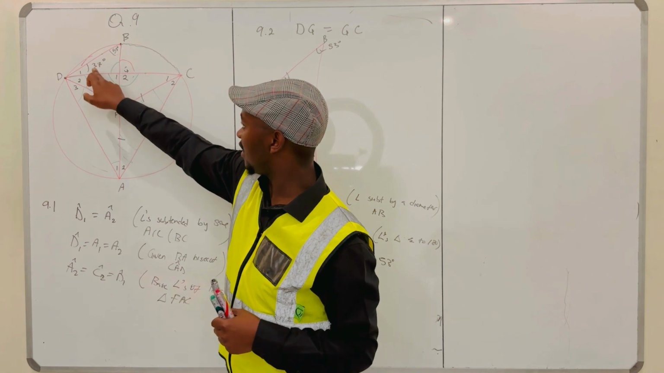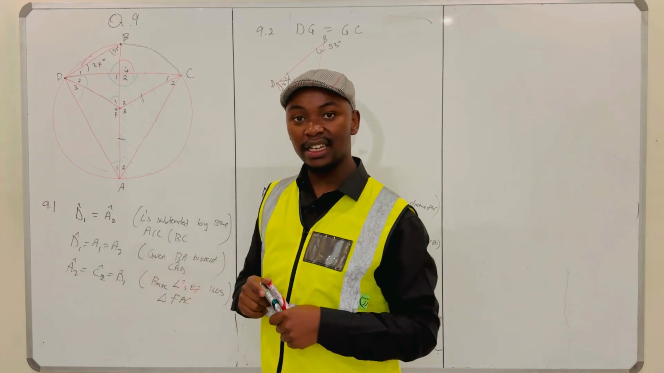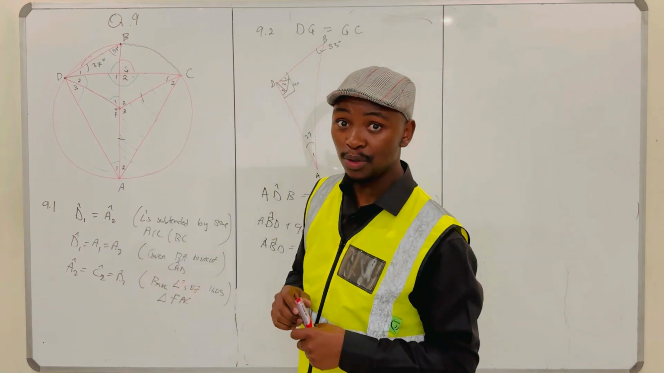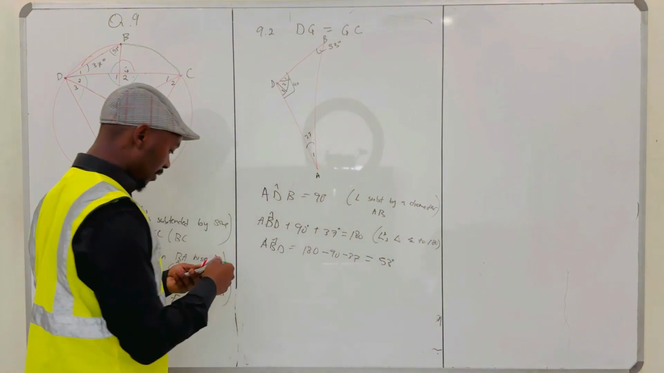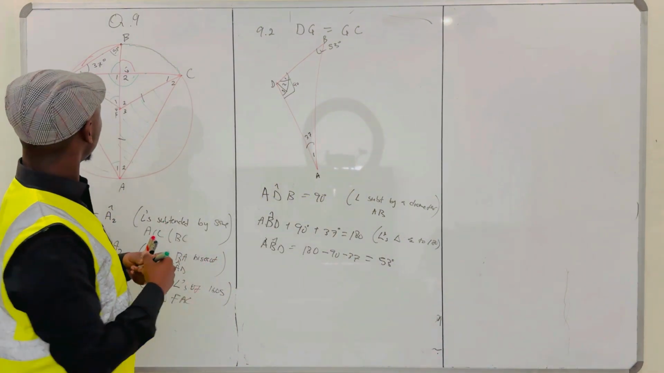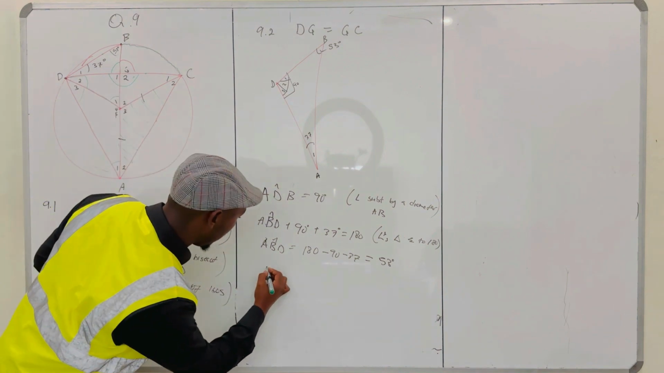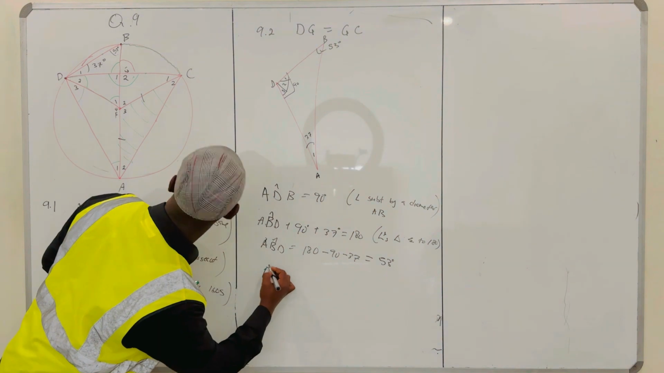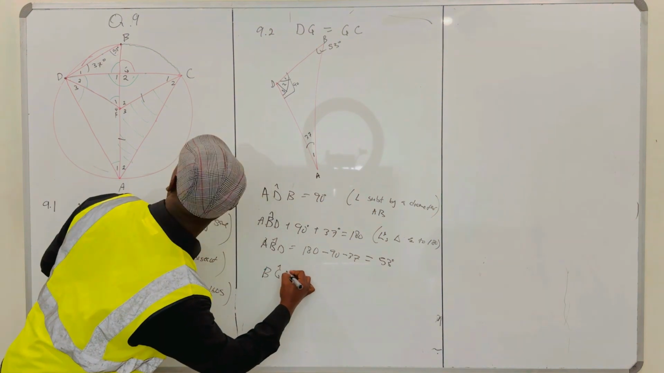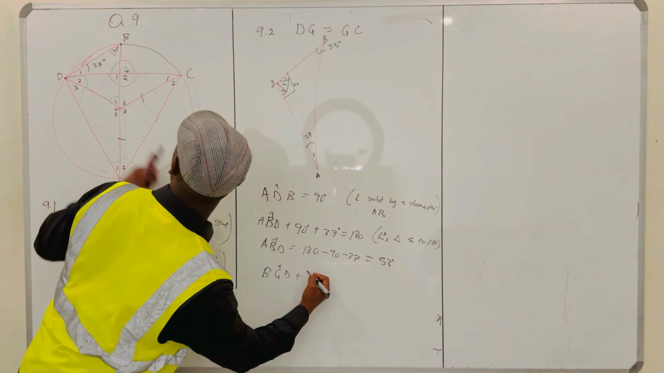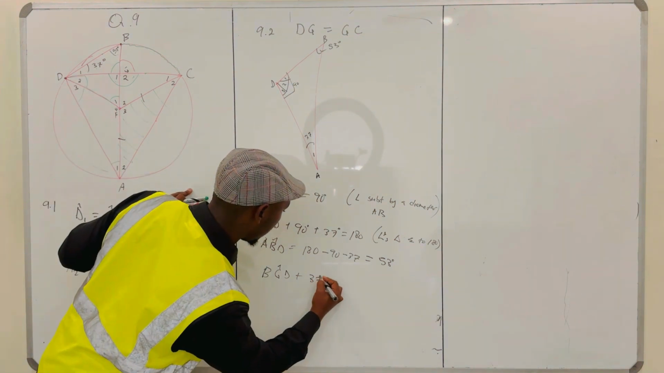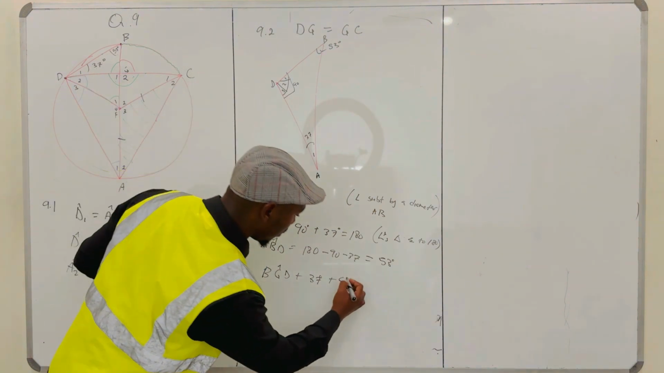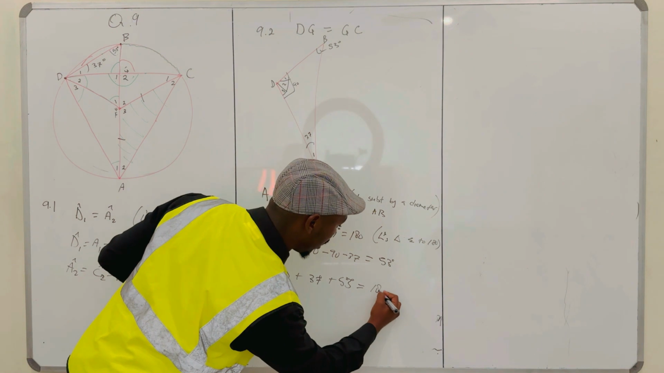53 degrees, we have 37. Can we find this last angle in that triangle? Yes, we can, because angles in a triangle should sum up to 180 degrees. So we'll repeat the same thing here. We can say this angle BGD, plus angle 37 there, plus angle 53 degrees. So you can name these angles.